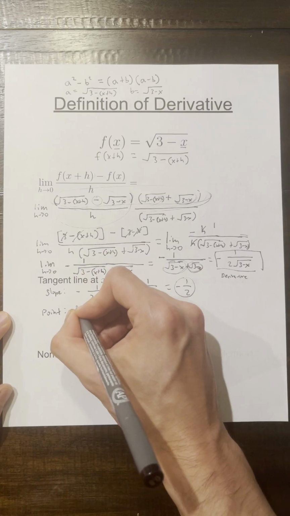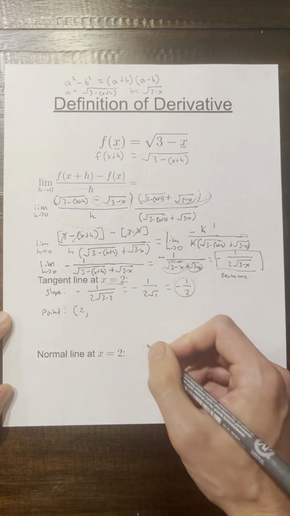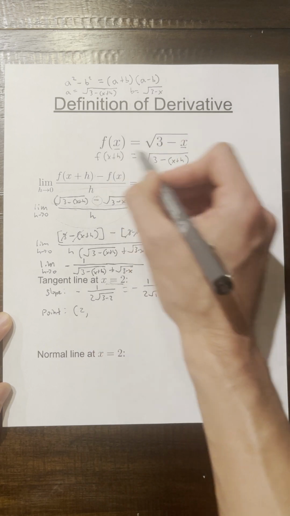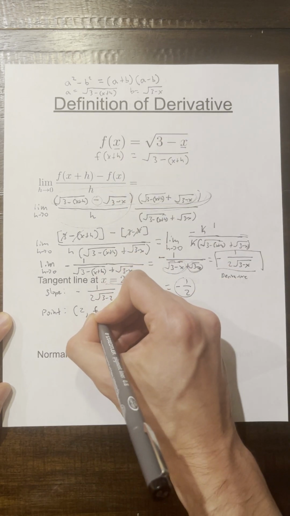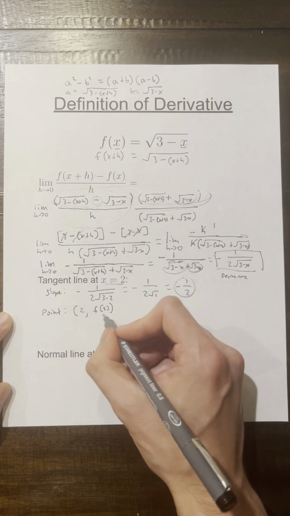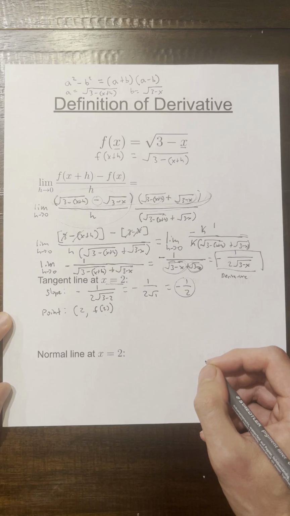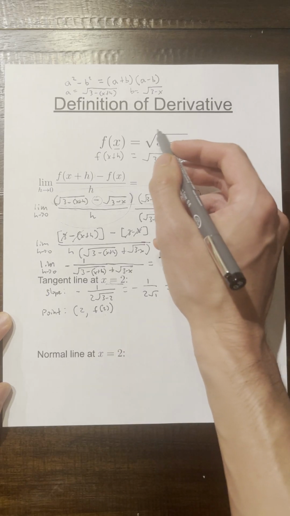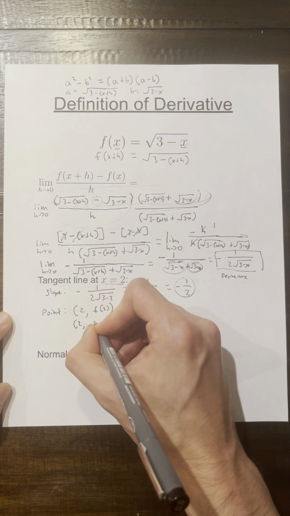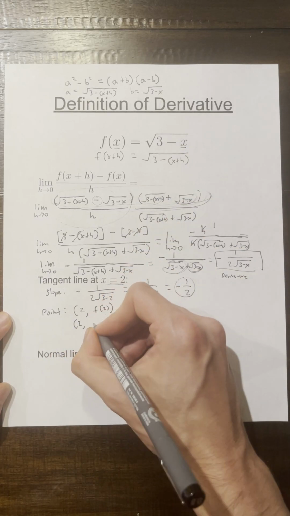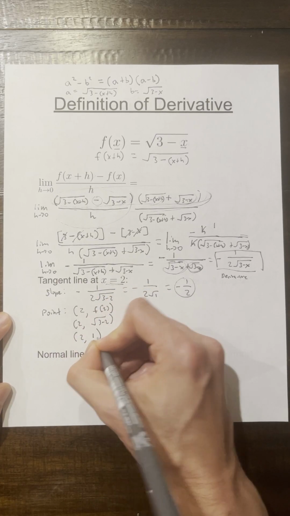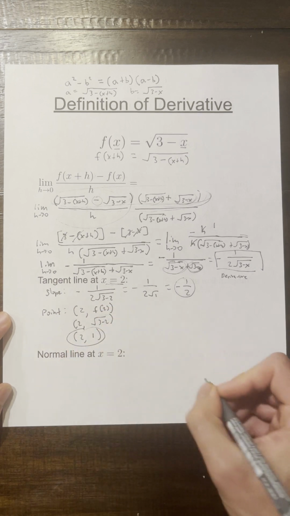So to get the point, well, the x-coordinate is going to be 2. The y-coordinate for a point on this graph would be f of 2. Okay, and how do we find f of 2? We plug in 2 into here. So it'd be f of 2, square root of 3 minus 2. So that's just the square root of 1, which is just 1. Okay, so that's the point.